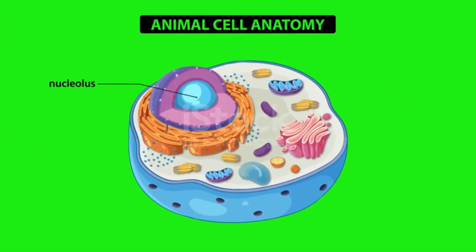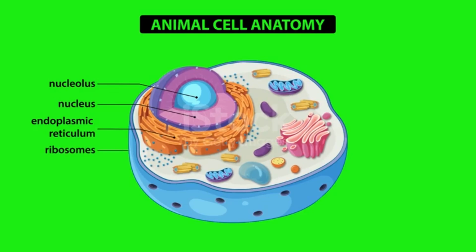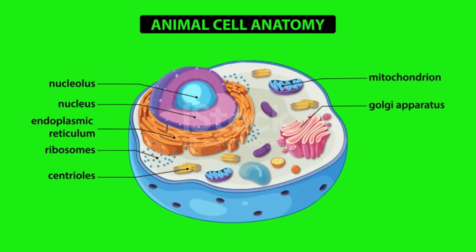Centrioles are found mainly in animal cells. They play an important role in cell division. During mitosis, centrioles help organize spindle fibers that separate chromosomes. This ensures that new cells receive the correct genetic material.